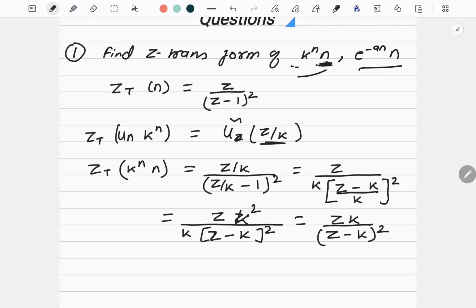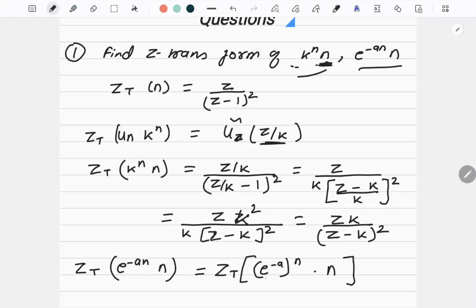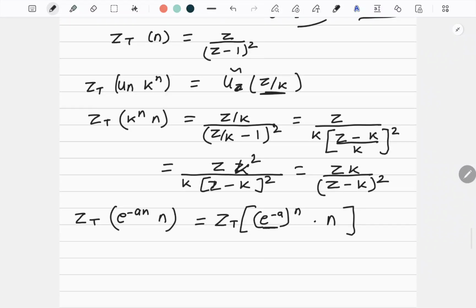Now the second part is this thing. Let us do the second part, that is the Z transform of e to the power minus an into n. Now can I write this as the Z transform of (e to the power minus a) to the power n, into n? So what is happening? This e to the power minus a is a constant, some k, which is raised to the power n. So I can compare this to my previous thing where the k value is equal to e to the power minus a.